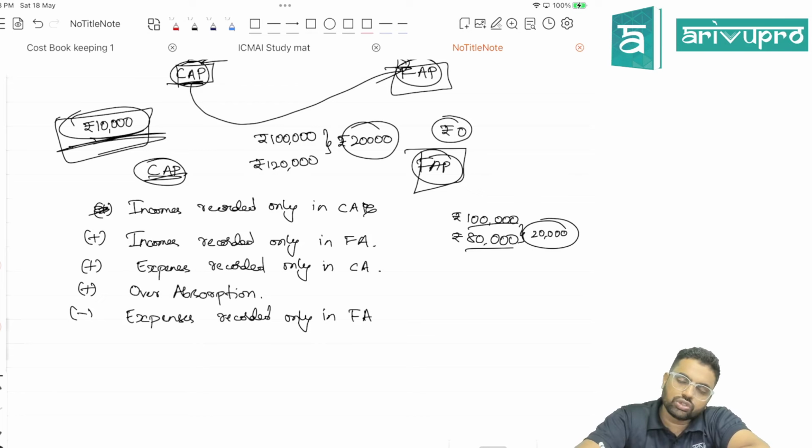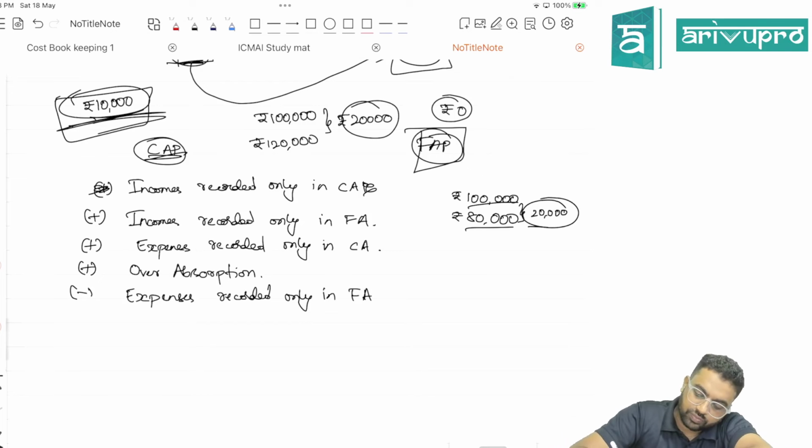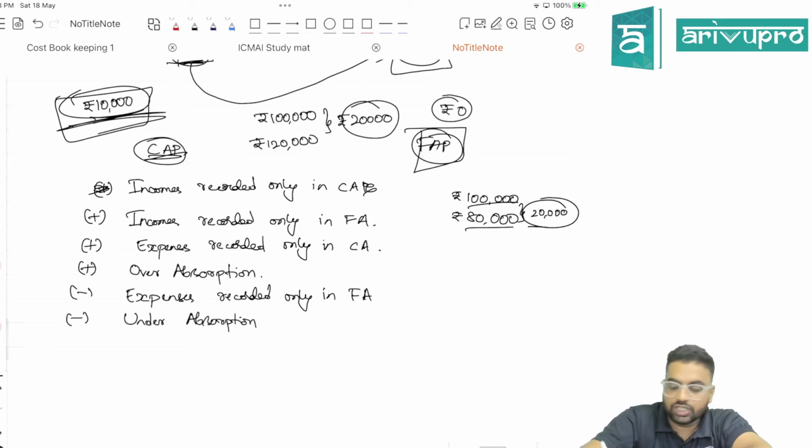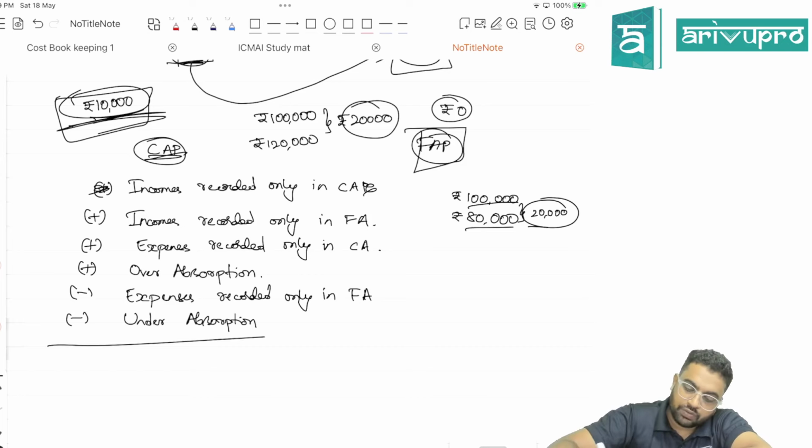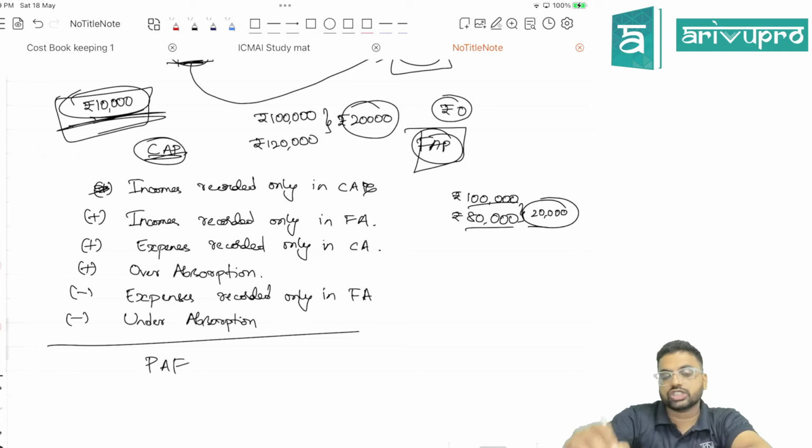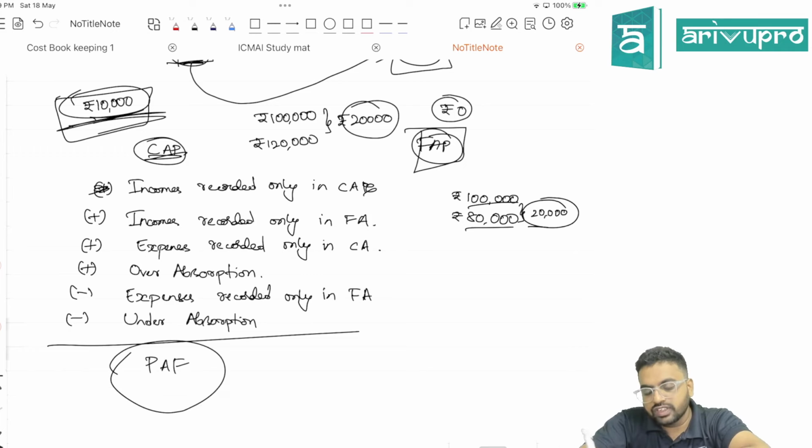So what should we do, sir? Very simple. Boss, you should show more expense. Show more expense means minus under absorption. You should reduce it from the profit because you have to show more expense. We end up getting the profit as per financial books.